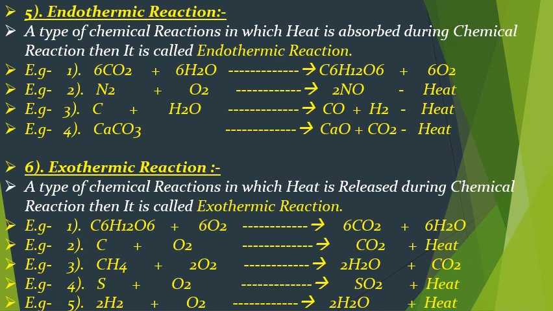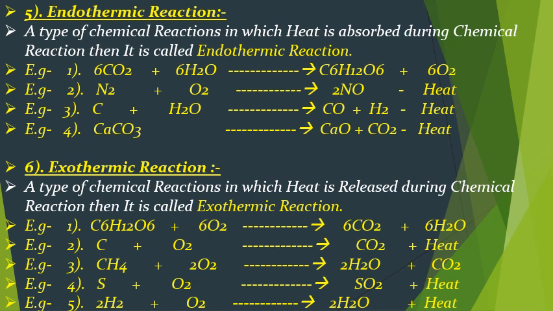CO2 plus H2O gives glucose, that is photosynthesis. It is the process of photosynthesis in which there is a requirement of heat, that is, heat is absorbed during the chemical reaction. Similarly, nitrogen and oxygen combine to form nitrogen monoxide and heat. Carbon plus H2O gives carbon monoxide plus H2. Calcium carbonate gives calcium oxide plus CO2, also with heat.